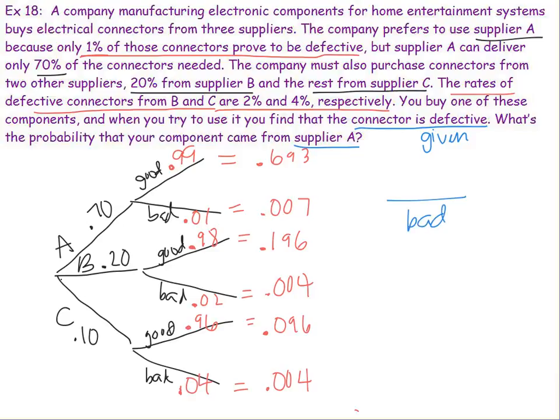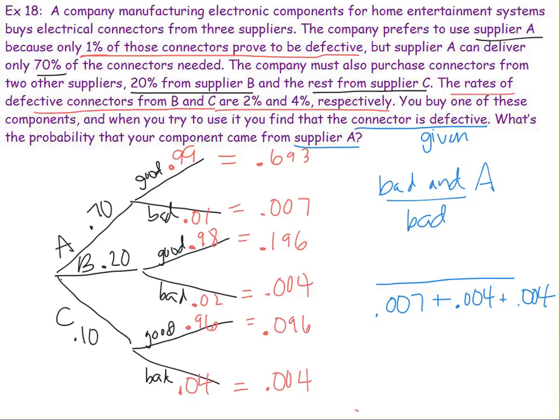And then the top, we want to know out of all the bad ones, which ones came from supplier A. So bad and supplier A. So let's start with the bads. If we look at all of our bad options, the first bad option is 0.007. The second bad option is 0.004. And the third bad option is also 0.004. Those are all of the bad ones.